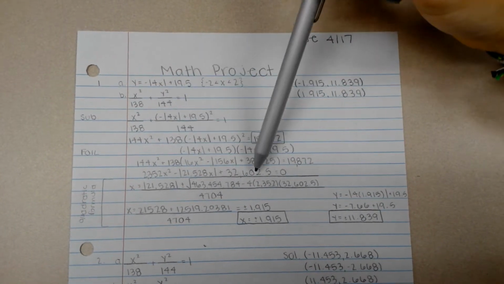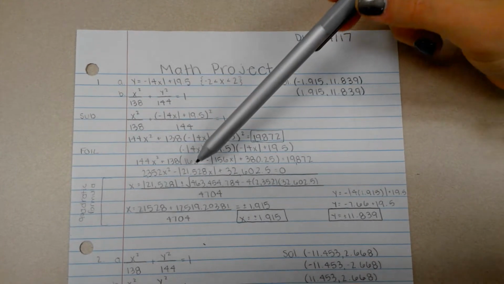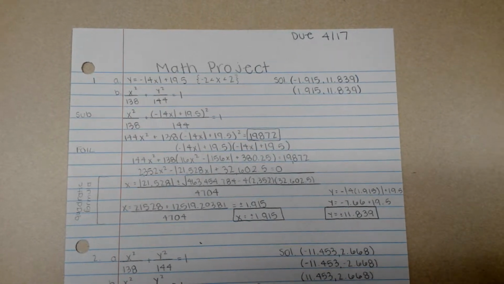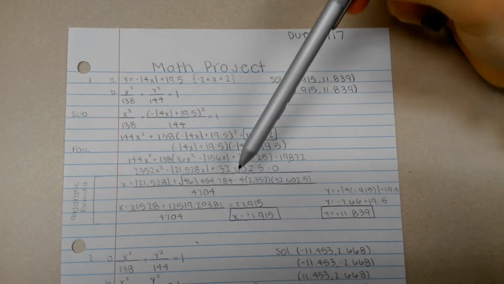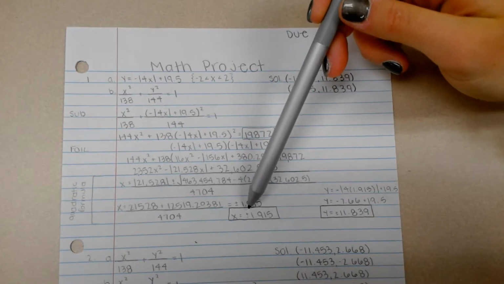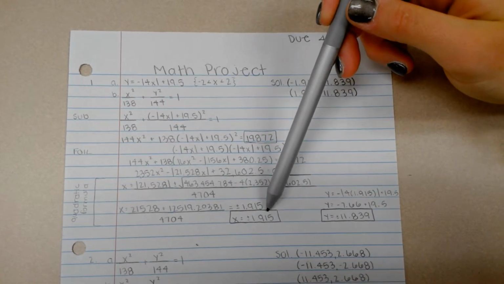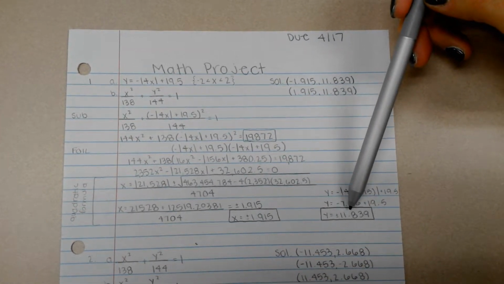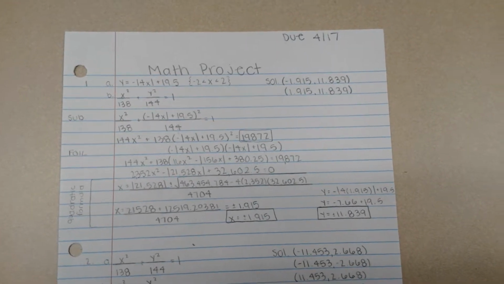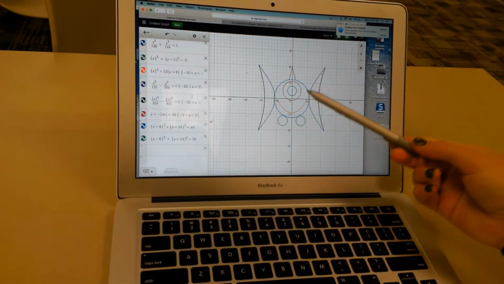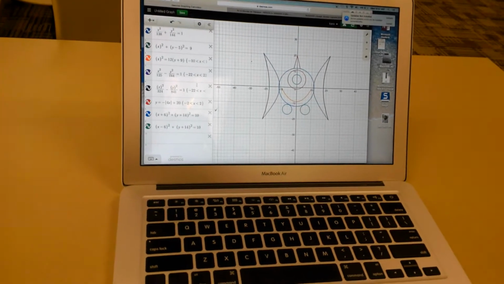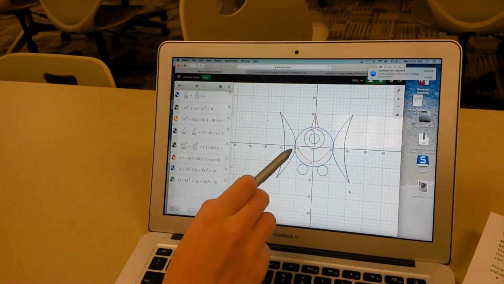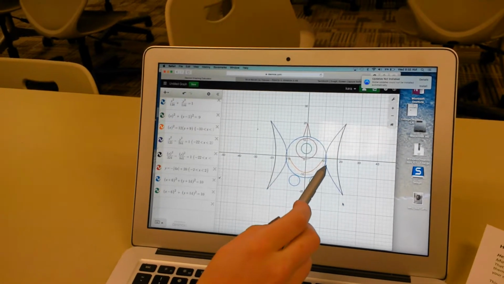And then we simplified it, and we used the quadratic formula, and we plugged in our A, B, and C. And then we simplified it, and we got our x to be plus or minus 1.915, and our y to be plus or minus 11.839, which makes sense as it's plus or minus and plus or minus here. Second equation, we found the intersecting points of this point, this point, this point, and this point.